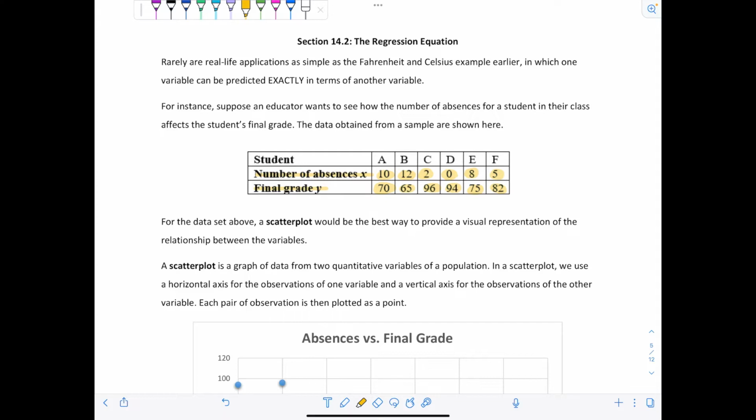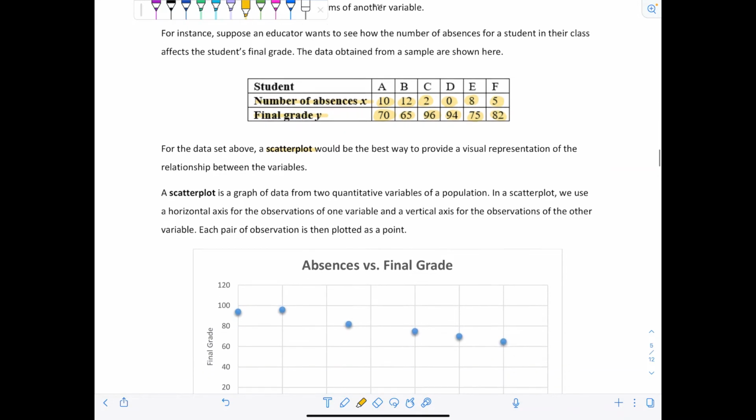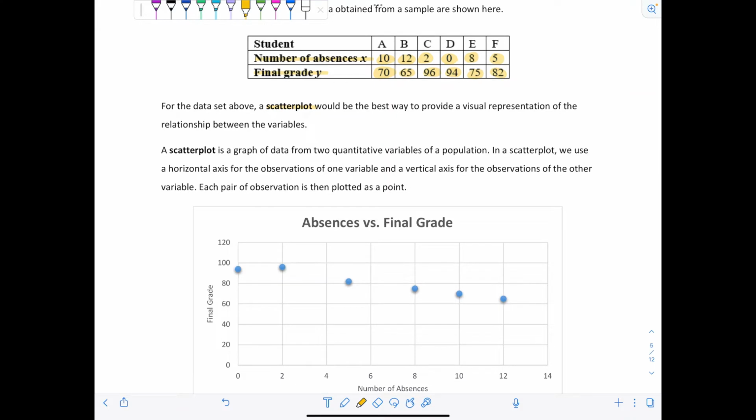So for the data set above, a scatter plot, which we've done before, would be the best way to provide a visual representation of the relationship between the variables. So a scatter plot is a graph of data from two quantitative, numerically valued, remember, variables of a population. And in a scatter plot, we use the horizontal axis for the observation of one variable and a vertical axis for the observation of the other variable, usually X horizontally, right? And then Y vertically. Each pair observation is then plotted as a point. So you can see here, I've made a scatter plot for absences versus final grade.